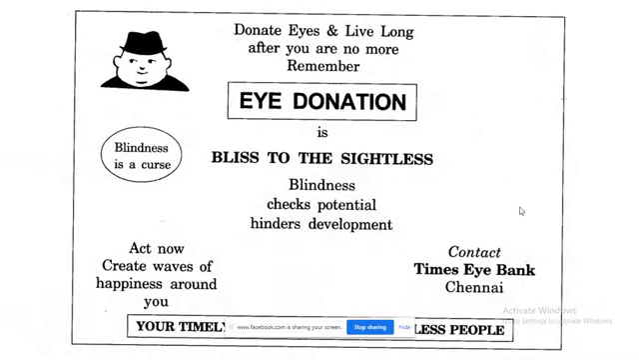Eye donation. You can make an eye also instead of this fat man. So donate eye, live long. After you are no more, remember eye donation is bliss to the sightless. Blindness checks potential. So all these are emotional appeals, small, this bliss to the sightless. Such a beautiful expression. Act now, create waves of happiness around you. Again an appeal, whom to contact.